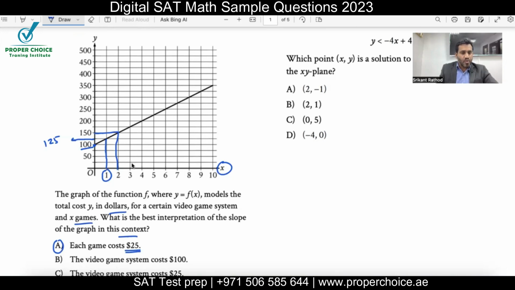Or you can find the slope of this one by using y2 minus y1 over x2 minus x1. By choosing the coordinates appropriately, you still get the same answer. So A is the right choice here.